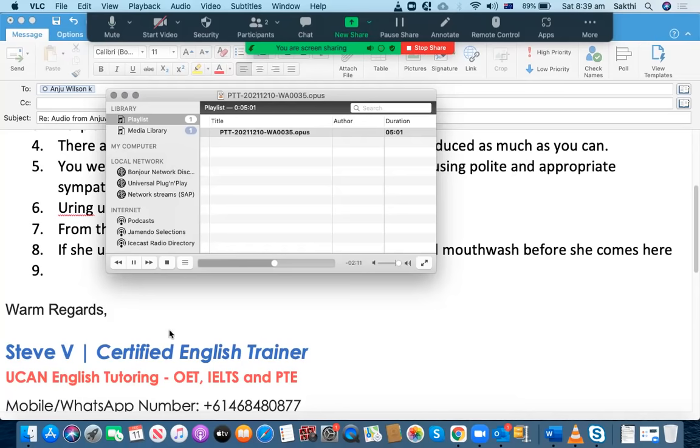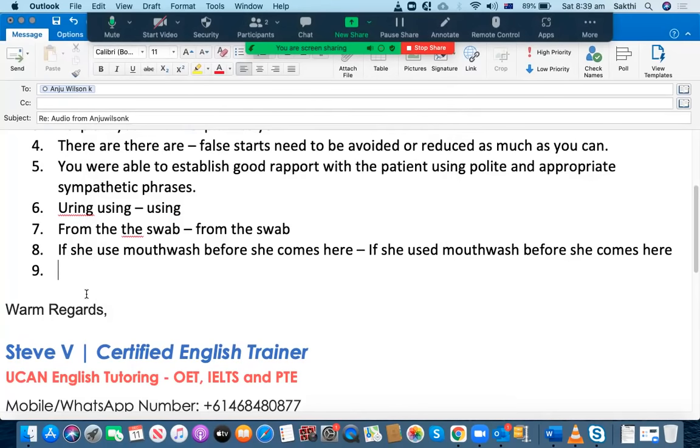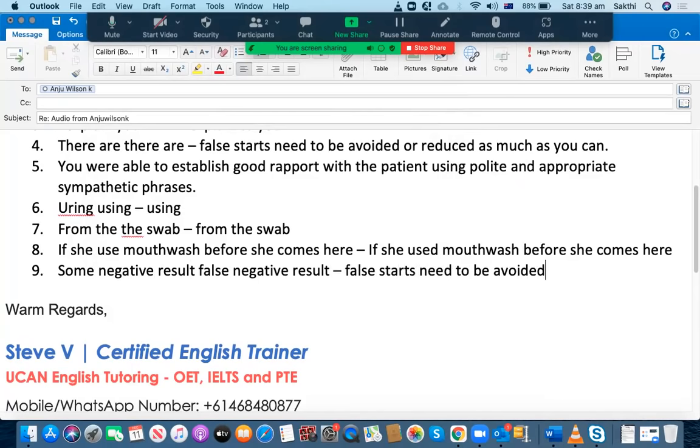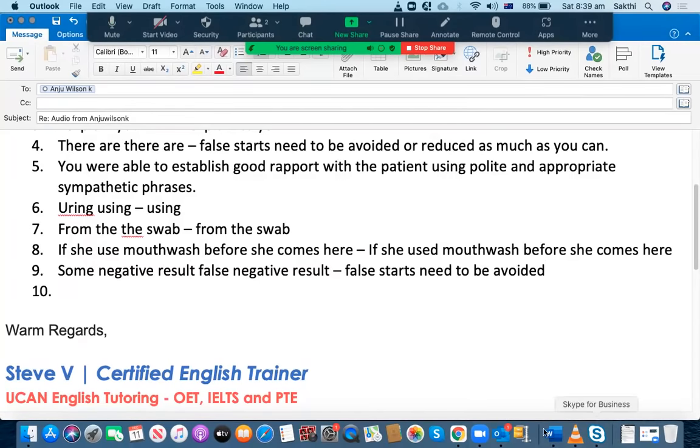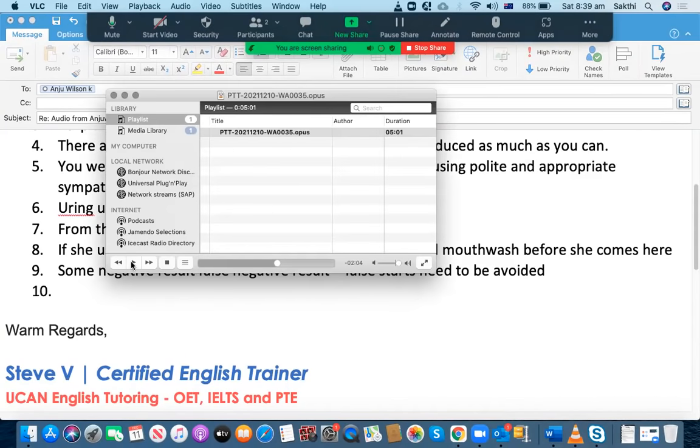Let's continue now. Some negative result, false negative result because of the mouthwash. You said some negative results and then false negative results. False negative results. The results may not be accurate. You can say it like that, or the results may be inaccurate. False starts need to be avoided, please. Is it clear with you? Okay, let's continue with the next one.